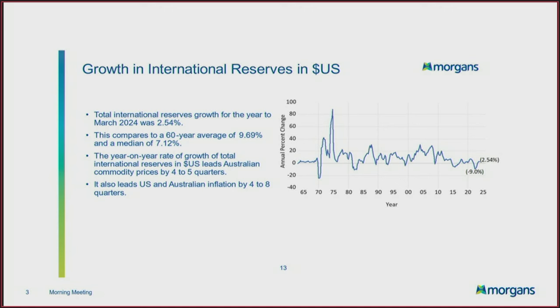So as this accelerates, commodity prices will go up. And it also leads Australian and US inflation by about a year longer than that, let's say. So if we look at where this growth pattern is, we can see that right now we should be at the bottom of the commodity cycle, or this half of the year we should be at the bottom of the commodity cycle.